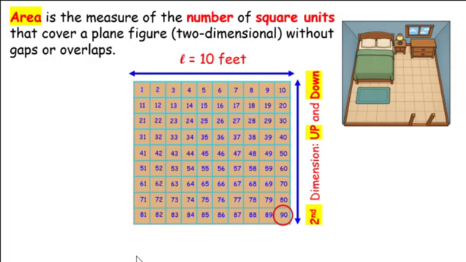Another way that we could have come to the same conclusion, to the same answer, would be to say the length is 10 and the width is 9, and what could we do with 10 and 9 to get 90?